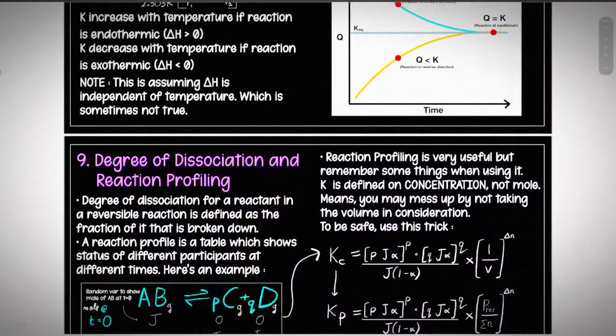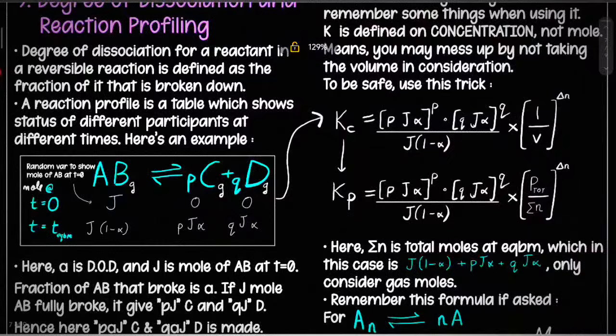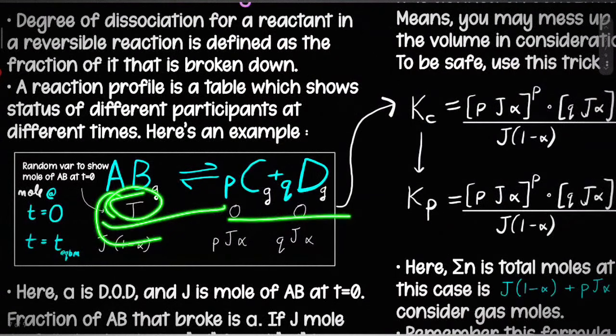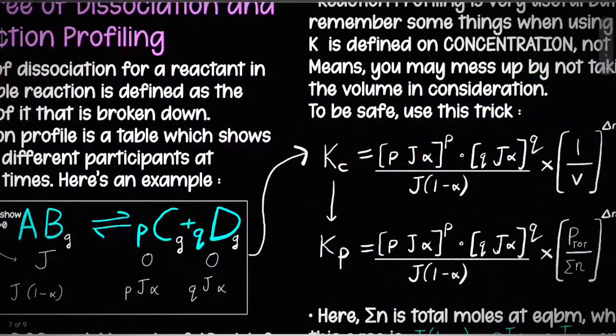That's easy to understand. Reaction profiling is very useful, but remember some things when using it. The equilibrium constant is defined on concentration, not on moles. Don't go around applying the law of mass action to the number of moles directly. It will give you the wrong answer in most cases. You may mess up by not taking the volume into consideration.